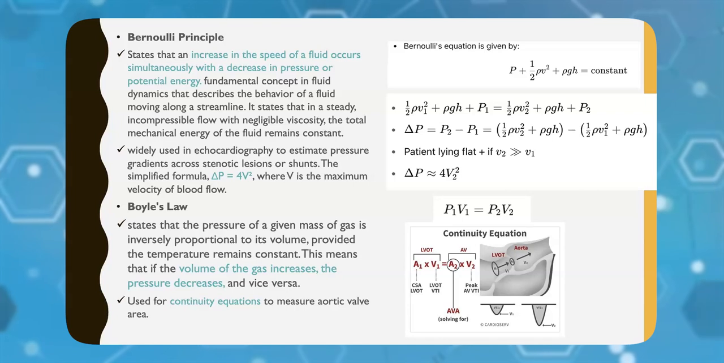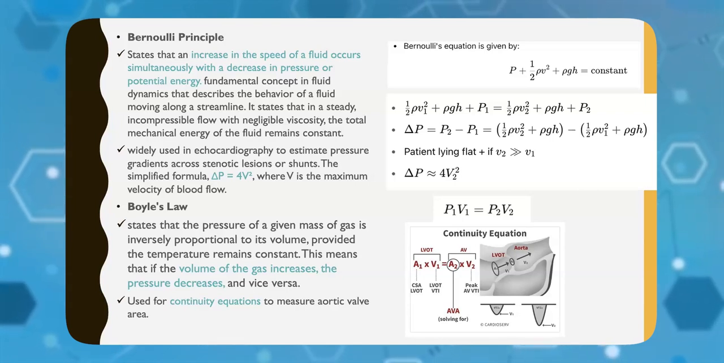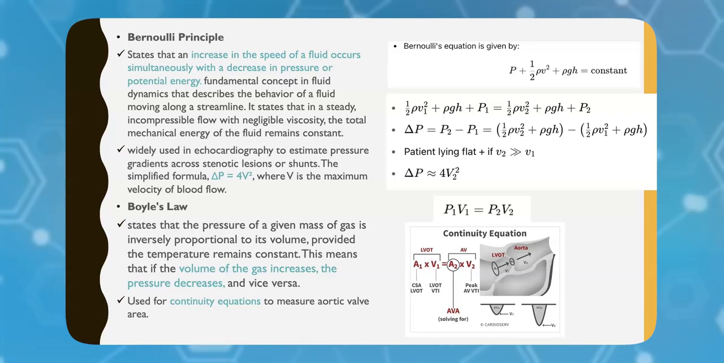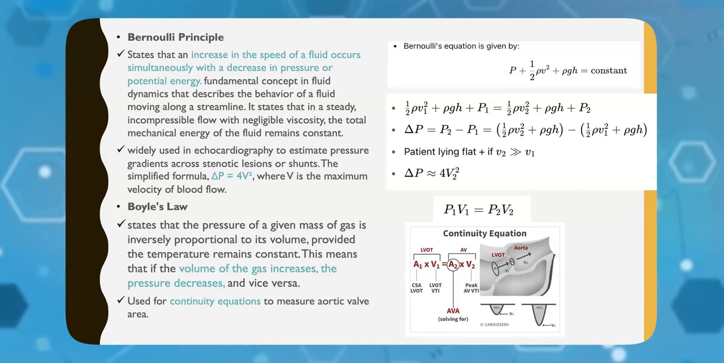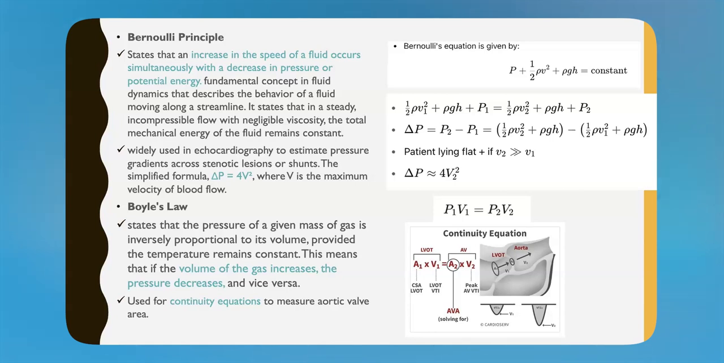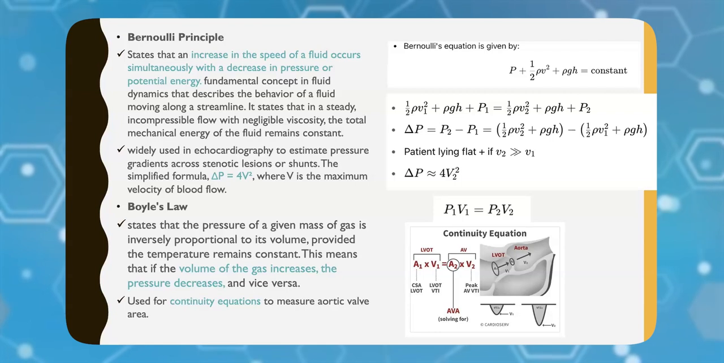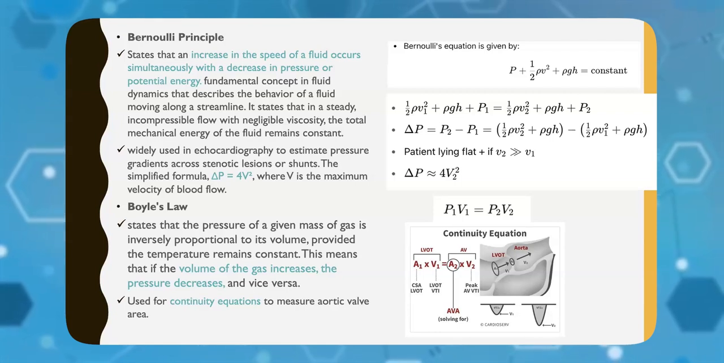This is the principle with which we calculate the aortic valve area. Remember, this continuity equation is used to calculate the aortic valve area in echo, because in echo we can never calculate it by planimetry. Which valve can we calculate the area of by planimetry? That is the mitral valve. Okay.